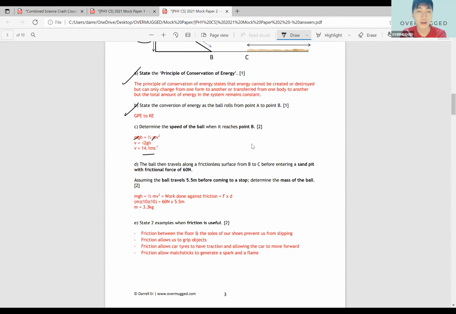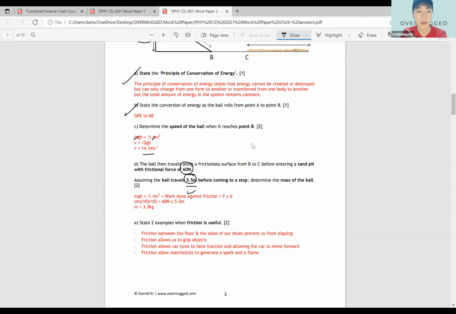Now, if the ball is traveling along the frictionless surface before it enters the sand pit with friction 6 newton and it travels 5.5, I want you to know here that the energy of your ball is being worn out. Why? Because the energy here is used to do work done against friction. So what has happened here is that we take force times distance. The force here is your frictional force times the distance traveled. So work done against friction is 6 times 5.5.